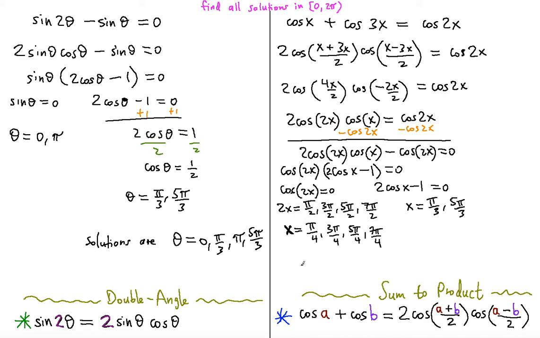Okay, so now the solutions as a result, from the smallest to the greatest, are going to be pi over 4, pi over 3, 3 pi over 4, 5 pi over 4, 5 pi over 3, because that's greater, right? And then finally the last one, which is 7 pi over 4.